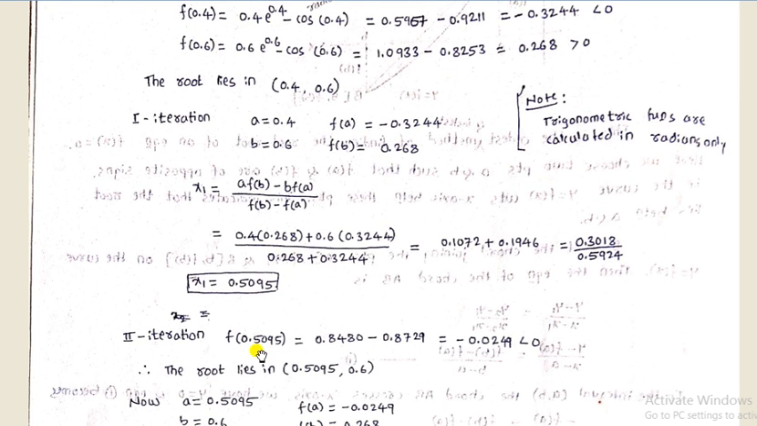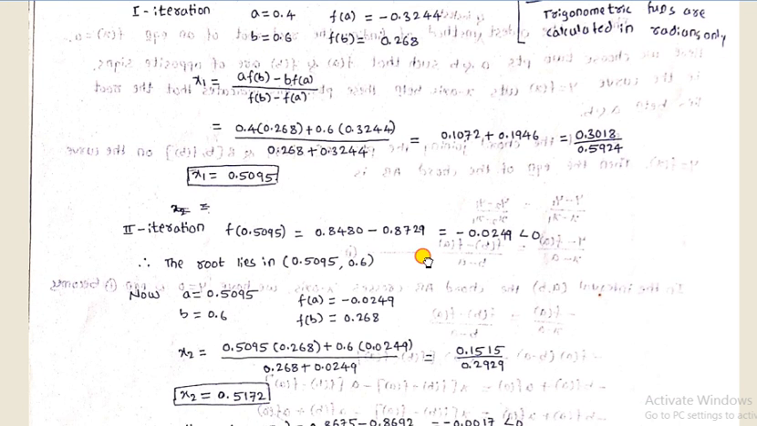After substituting this value in the f of x function it gives a negative value, so while calculating the second iteration we will consider a value as 0.5095 and b value as 0.6 here. So the required root of the second iteration lies in between 0.5095 and 0.6. So a and b value, f of a and f of b. So once again substitute these values in the Regula Falsi formula and simplify. So the x2 value becomes 0.5172.